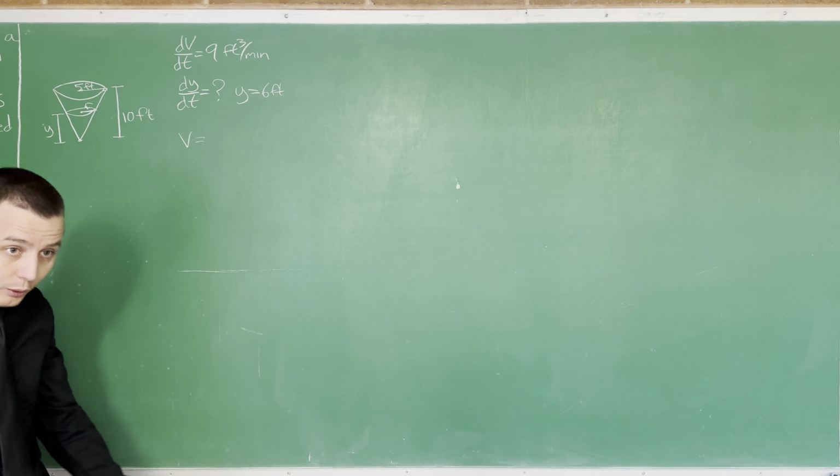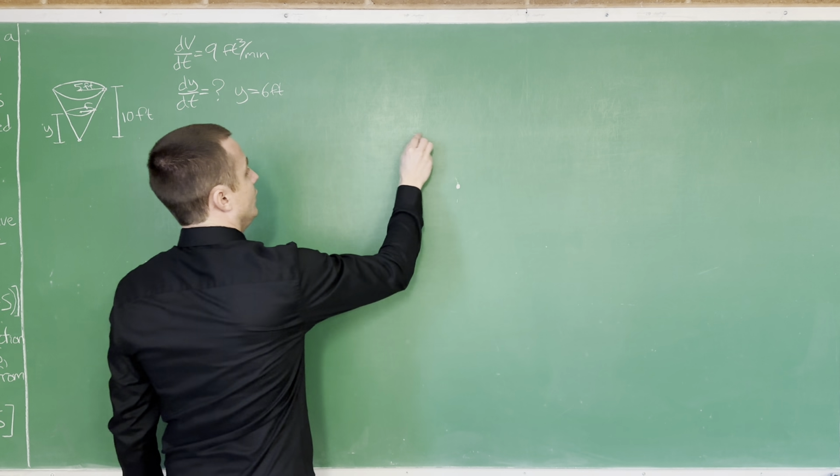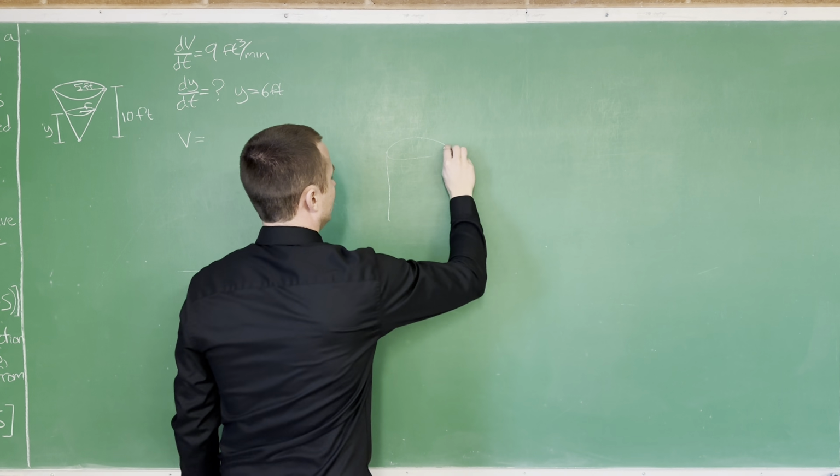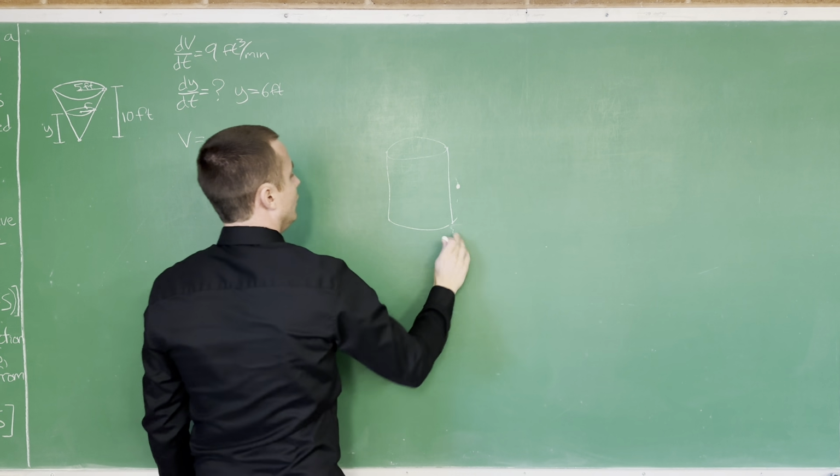What's the volume of a cylinder? If I have just a cylinder here with height y, and we'll say it has radius r right here, it'll be the area of your circle times your height. It's just the area of the base times the height. So our volume would just be the area of the base, which is pi r squared, times the height, y.